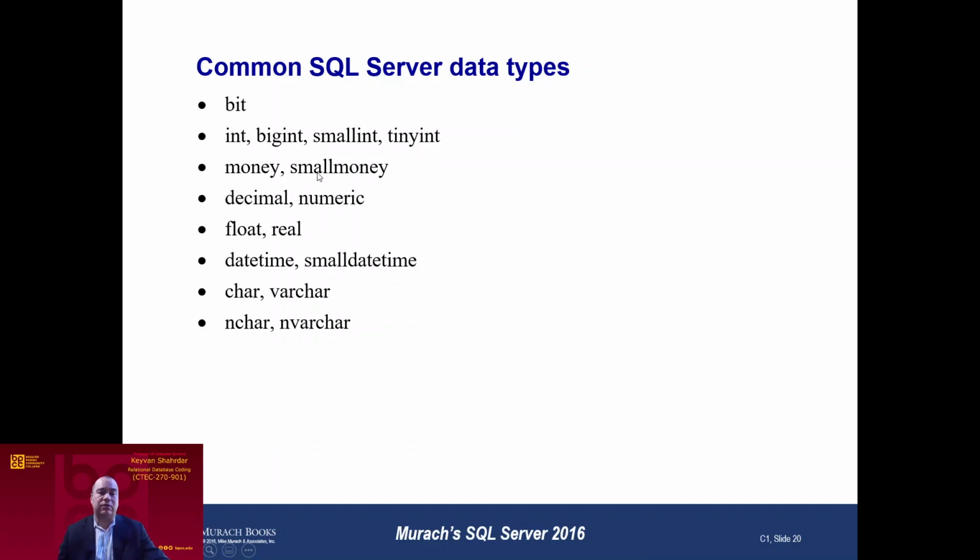Then you have money or smallmoney, which is really currency. Decimal, which has a decimal point, or numeric. Then you have float or real, which has a decimal point, but it could have more floating numbers versus a decimal. Then you have datetime, which formats a number according to the date. And then you have char or varchar, and this is really nchar and nvarchar. This is really what you use most of the time for string data types.